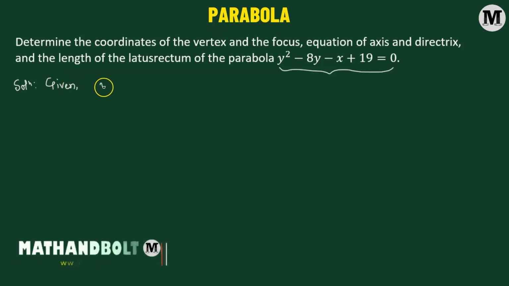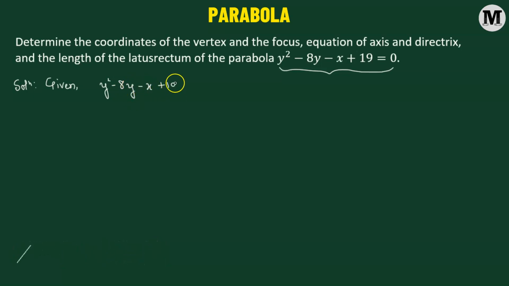Here we have y squared minus 8y minus x plus 19 equals 0. Let's keep the first two terms and transpose the third and the fourth terms to the right hand side to get x minus 19. We'll try to convert y squared minus 8y into a perfect square.